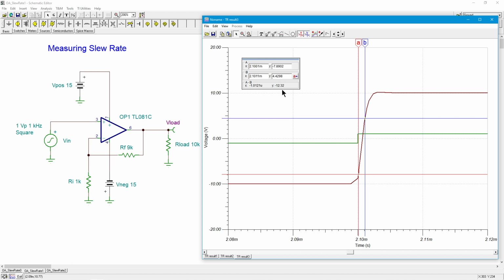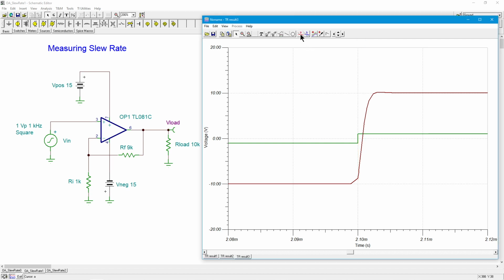And this is about 12.3 volts. So this is spec'd at approximately 13, and there we are, 12.3. Okay, so that looks good. Happy, happy, joy, joy, right?